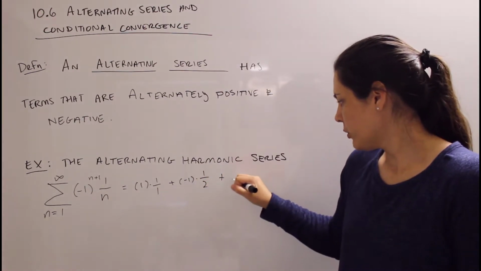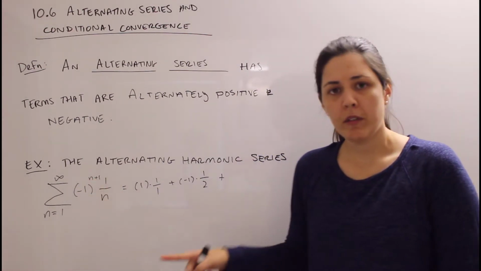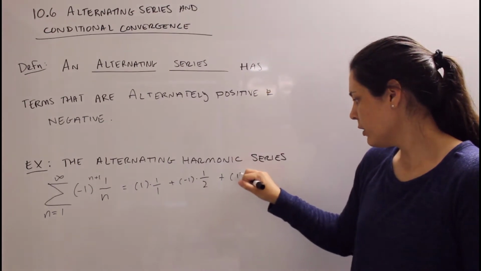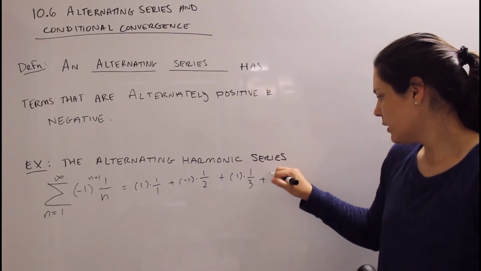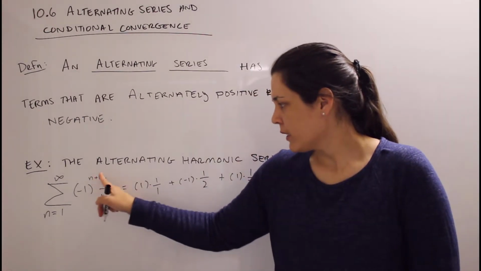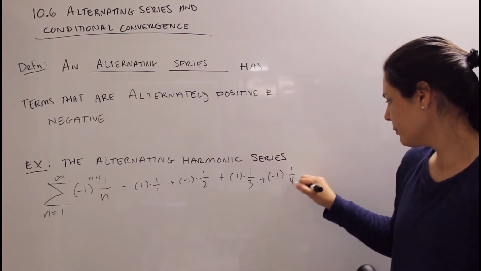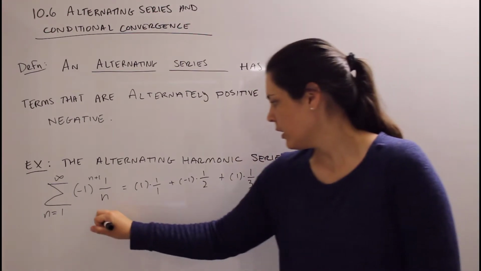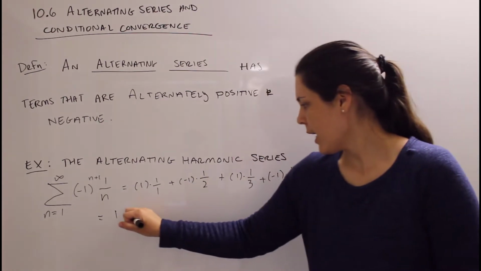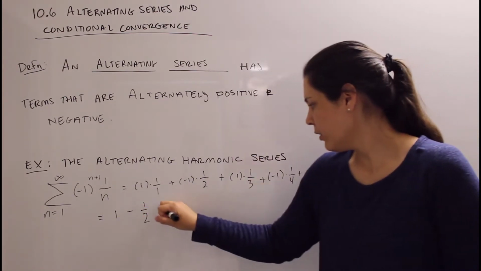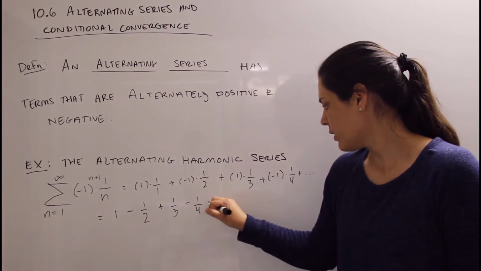And then plus, let's do a couple more. When n is 3, this is going to be a fourth power. Something negative to the fourth power turns positive. So +1, and then our n was 3. And let's do one more. Plus, when n is 4, this is the fifth power. So this is negative, and then n was 4. Okay, so let's just make this look a little nicer. 1 times 1, -1 times 1/2, 1 times 1/3, -1 times 1/4, and so on.